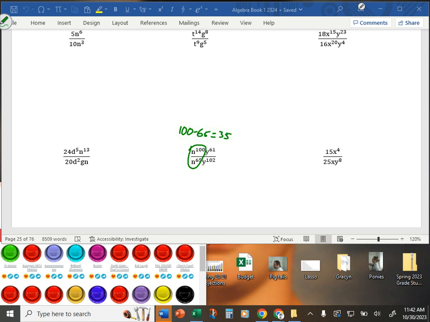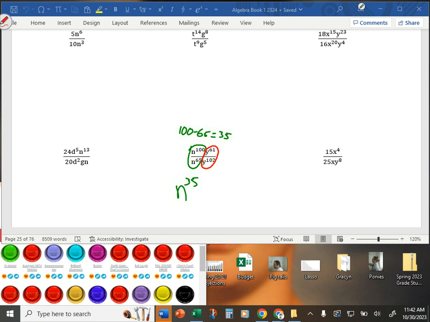Numerator. We had more there to start with, right? So n to the 35th, and then we have the second base of y to the 61st over y to the 102nd. What are we going to do here? Again, using the rule.